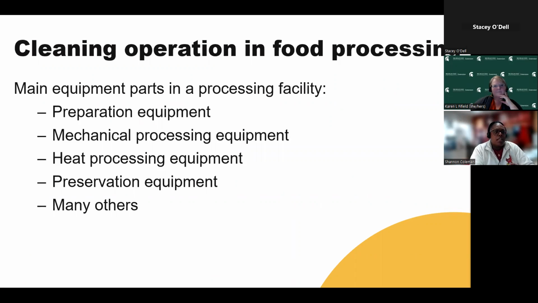Depending on the type of production facility you have, whether it's wet or dry, this will differ as far as the cleaning process, but in general, in a main equipment part facility, there are steps that include the preparation of the equipment, looking at the mechanical processing of equipment, looking at heat processing, looking at your food preservation equipment, packaging, and many others. These are some of the equipment that you want to think about when you're cleaning in your operation.